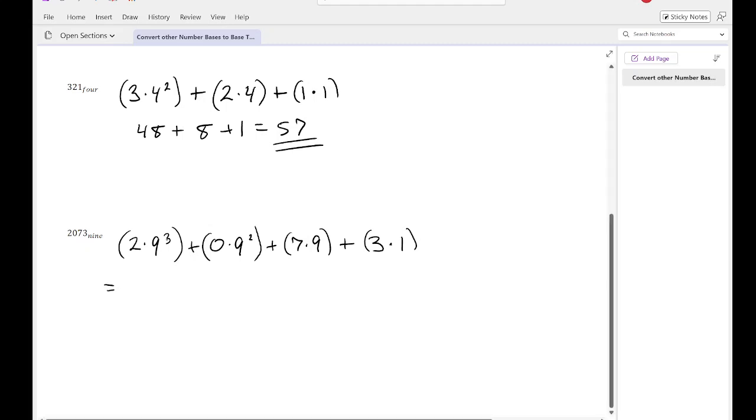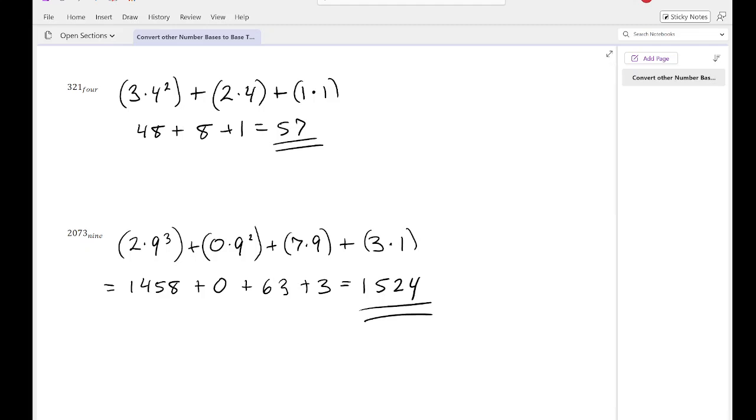So 2 times 9 cubed is 1,458. Anything times 0 is 0, so it's just 0. 7 times 9 is 63. 3 times 1 is 3. Add them all together, and I'm going to get 1,524. So 2073 base 9 is 1,524 in our base system.